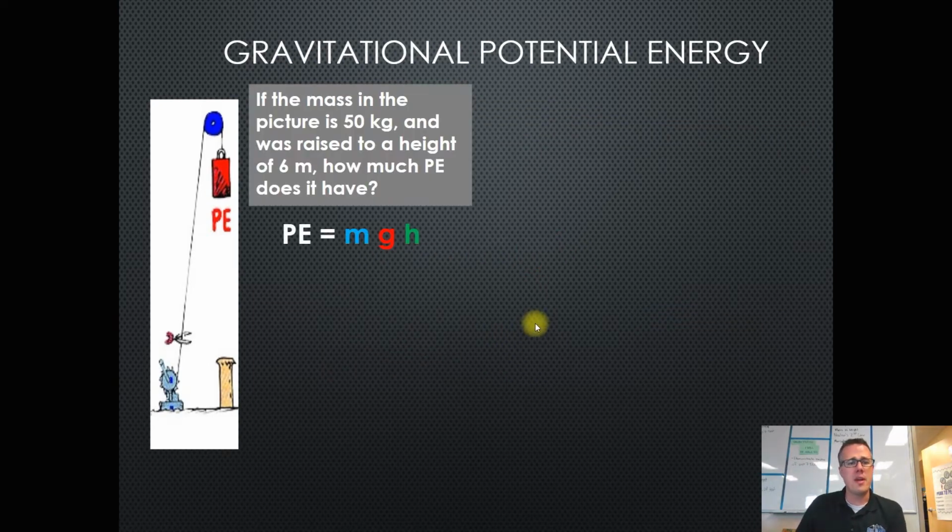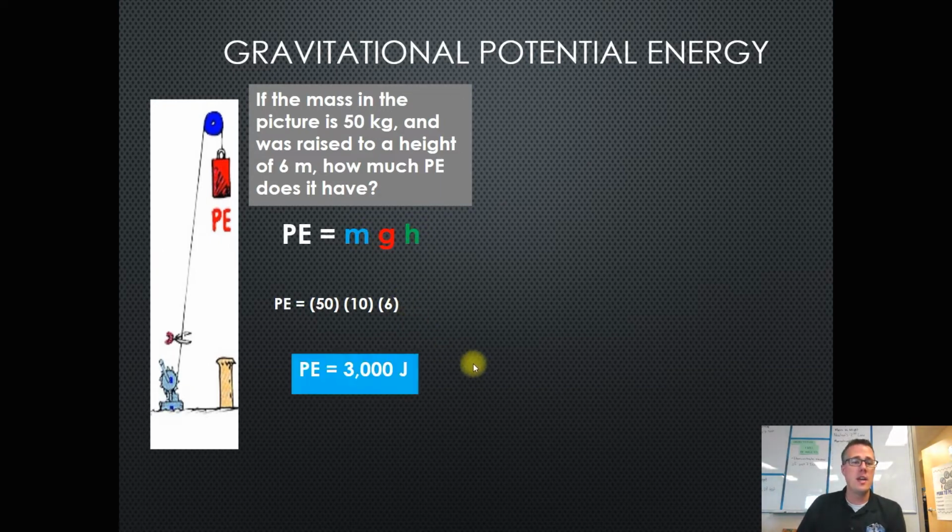So let's take a couple of examples. Let's say in the picture to the left, the mass of this big red thing is 50 kilograms and we lifted it up 6 meters, and we want to know how much energy that took, or how much energy it has by doing that. Well, we just multiply across. 50 times 10 times 6, that was our mass times gravity times the height, and we get 3,000 joules.